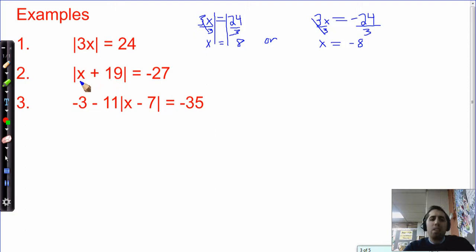Even if we found what number added to 19 would give us negative 27 on the inside, the absolute value of that would again be positive 27. So this actually has no real solutions. This has no solutions. Because we can't take the absolute value of something and get a negative number. So that has no solutions. That's why I didn't leave much space, because I kind of planned ahead.